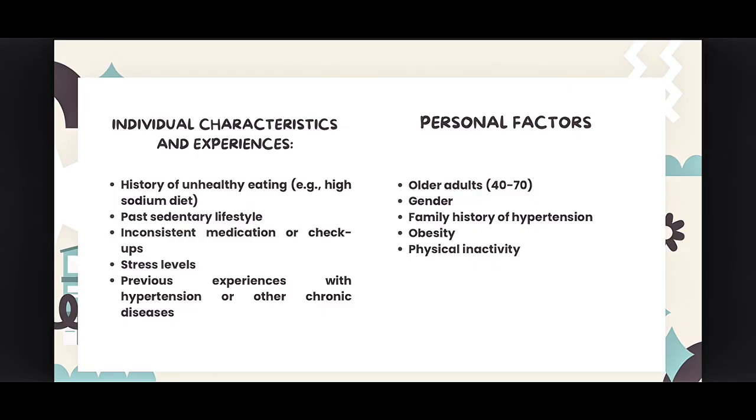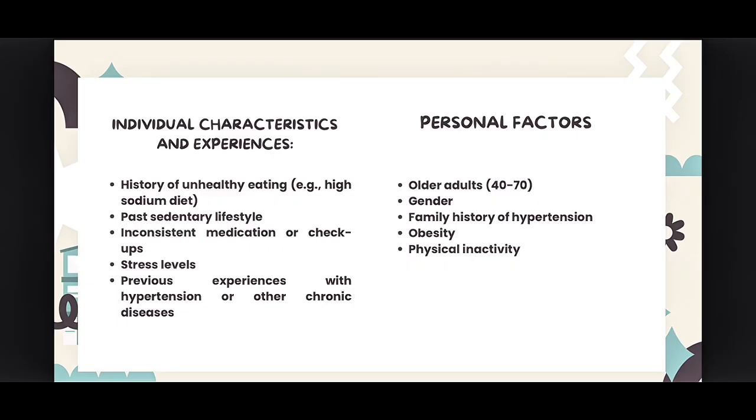So if a person is vulnerable to hypertension, these are the characteristics and experiences that might make them vulnerable to such illness. First, we have a history of unhealthy eating, such as a high sodium diet. Next, we have a past sedentary lifestyle. And if the person has inconsistent medication or checkups, and also stress levels, as well as previous experiences with hypertension or other chronic diseases, these can be factors as well.